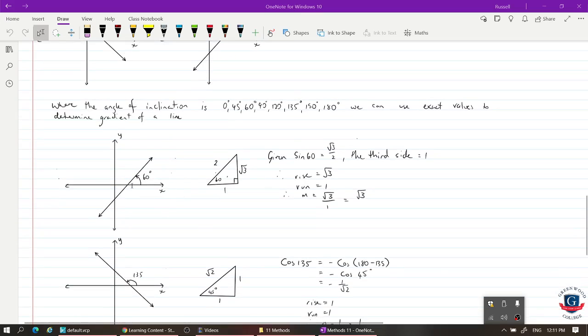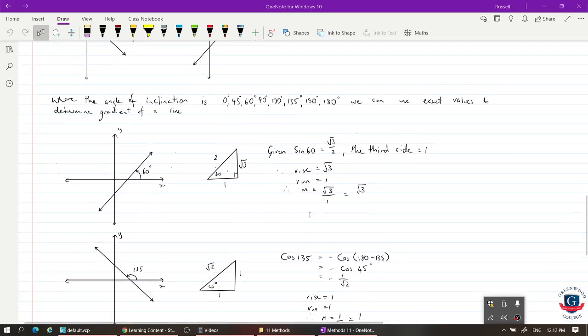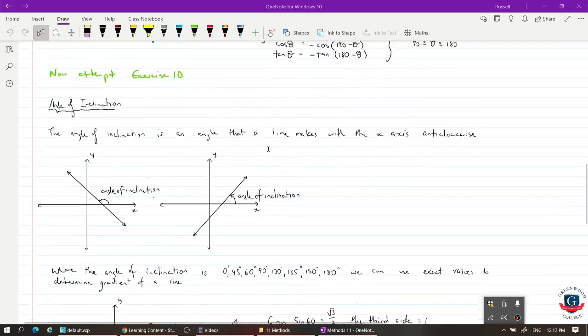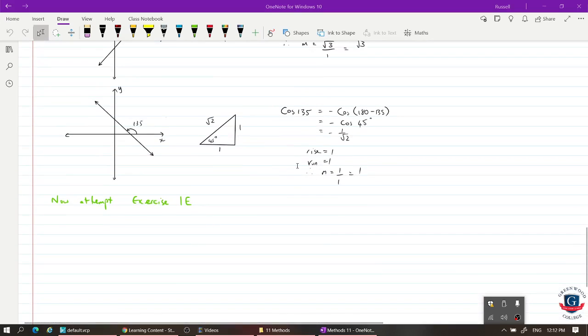So given that it's gone 1 unit across and root 3 up, that will allow us to find the gradient, because that's all that the gradient is, it's the rise and the run. So for 60, the rise would be root 3, the run would be 1, therefore the gradient would be root 3. For 135, we know that from our properties here, cos of 135 is the same as negative cos 45. So here's 45, cos 45 is 1 on root 2, therefore cos 135 would be negative 1 on root 2.